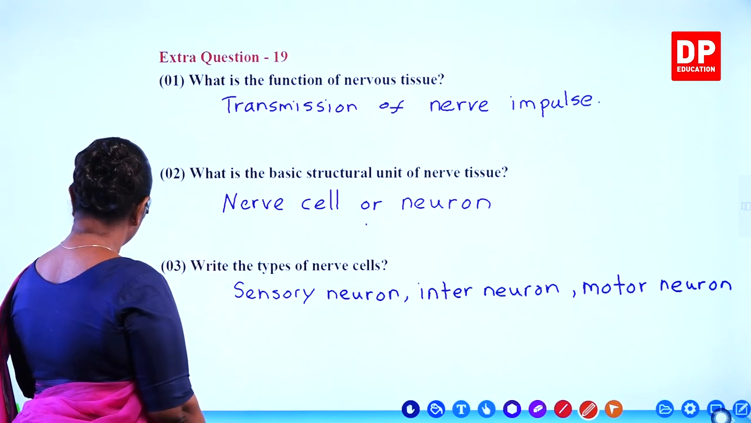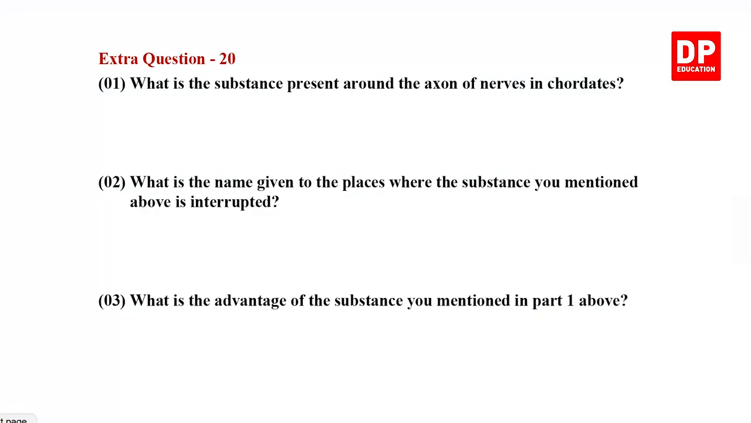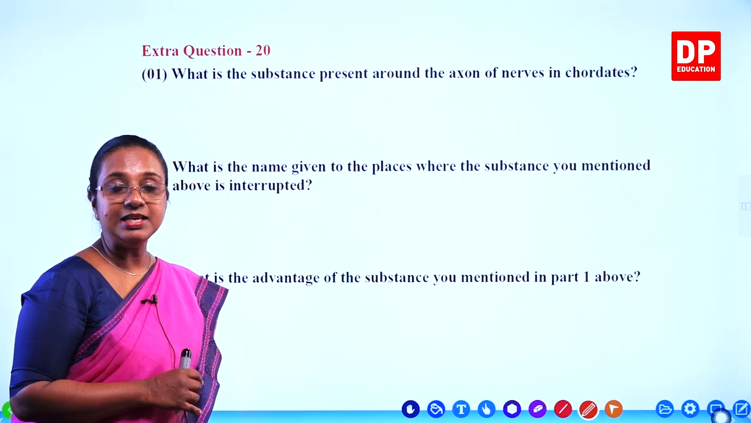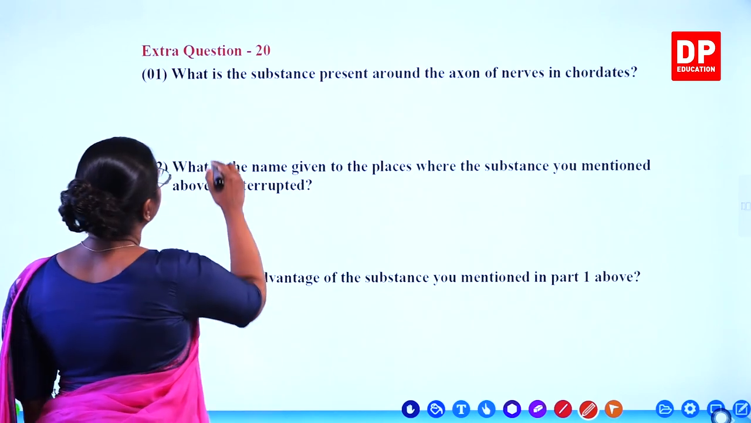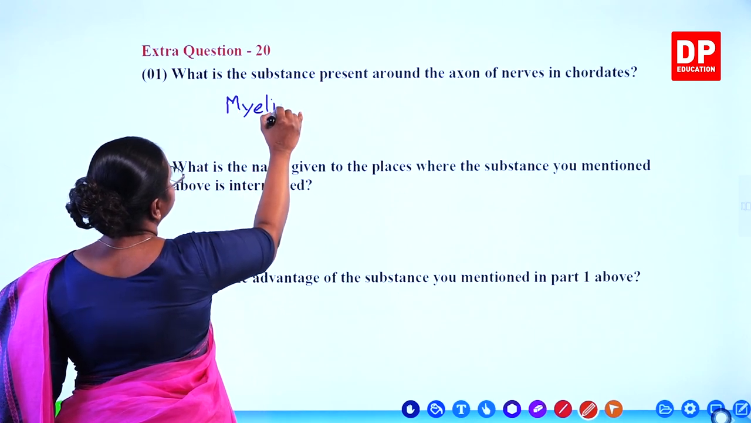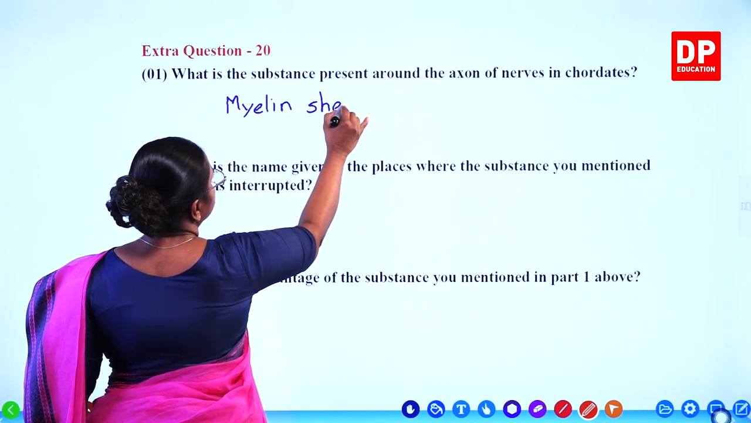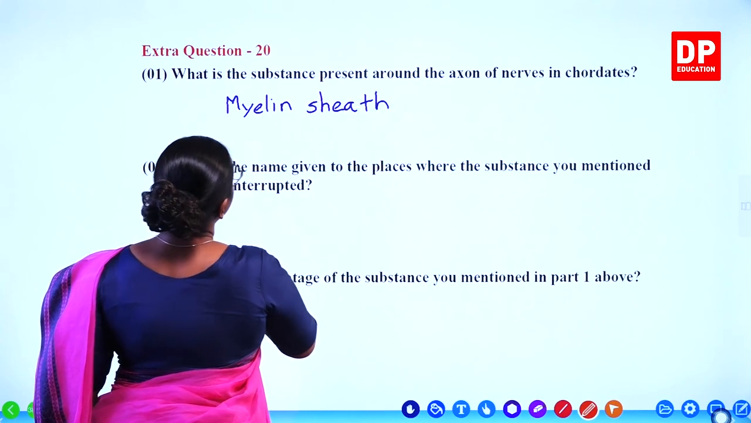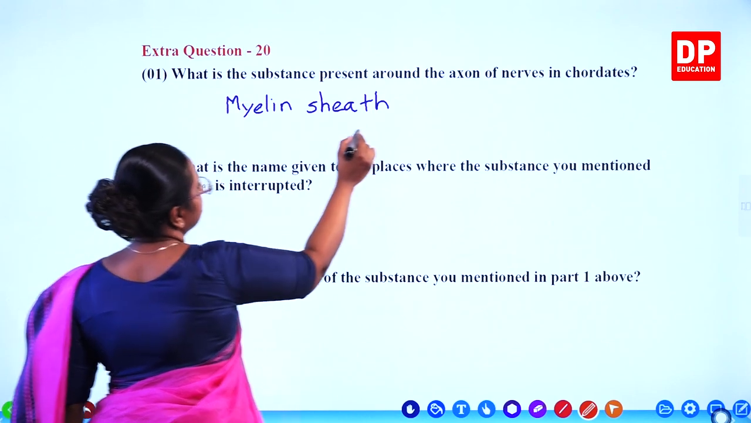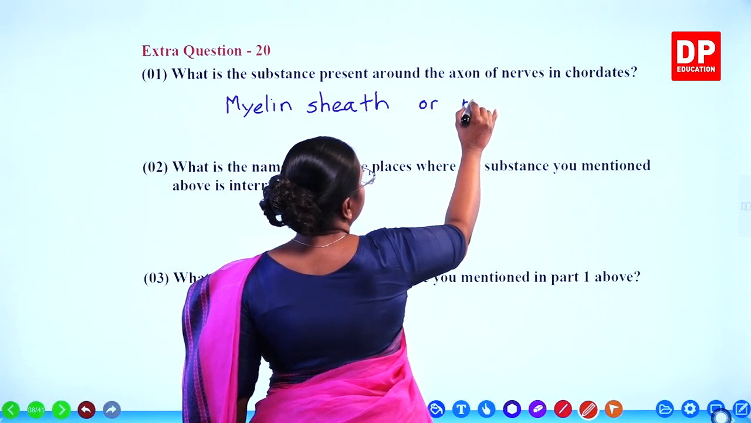We'll move on to the next question. Extra question 20. What is the substance present around the axon of nerves in caudate? It is myelin sheath. So here we can write the answer as myelin sheath. Or since they have asked substance, you can also write it as myelin.